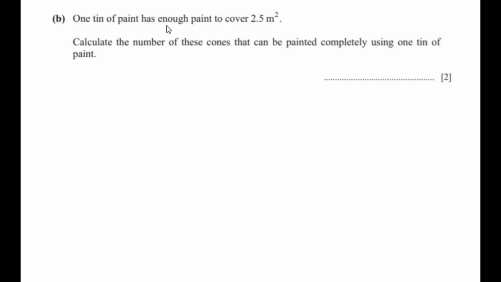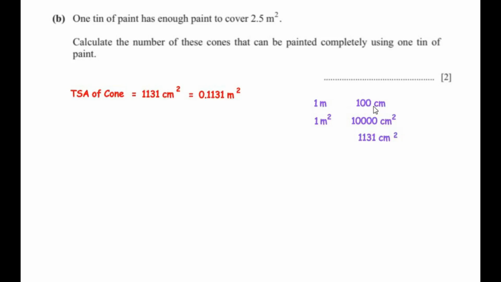1 tin of paint has enough paint to cover 2.5 meters square. Calculate the number of these cones that can be painted completely using 1 tin of paint. So here they have given us that 1 tin of paint is enough to cover an area of 2.5 meters square. So here we need to find out how many number of cones can be painted using 1 tin of paint. So first of all, let us convert the total surface area of the cone which we had got into meters square. So the relationship is 1 meter is 100 centimeter.